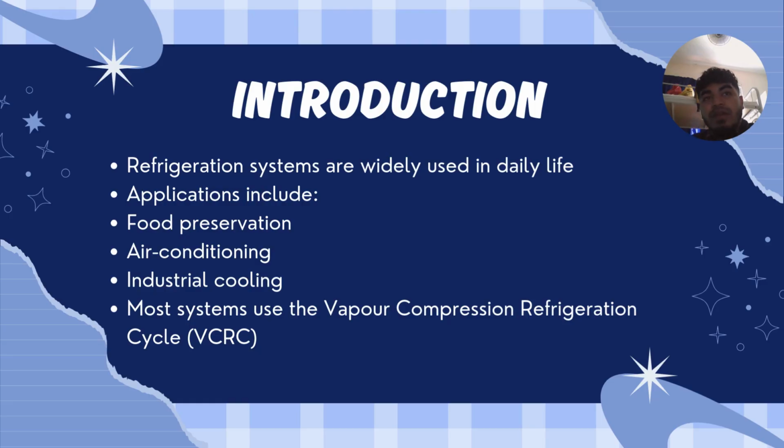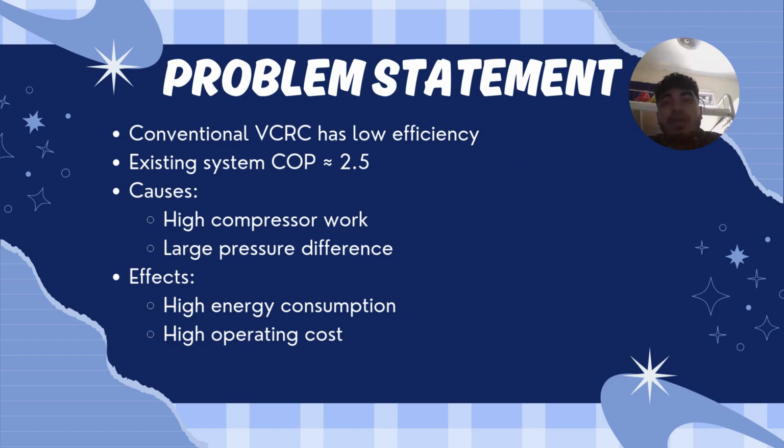The refrigeration and air conditioning systems are widely used in residential, commercial, and industrial applications. They are important for food preservation, air conditioning, and industrial cooling. Most of these systems operate using the vapor compression refrigeration cycle, also known as VCRC, because it's simple, reliable, and cost effective. However, there's some problem that occurs in our project.